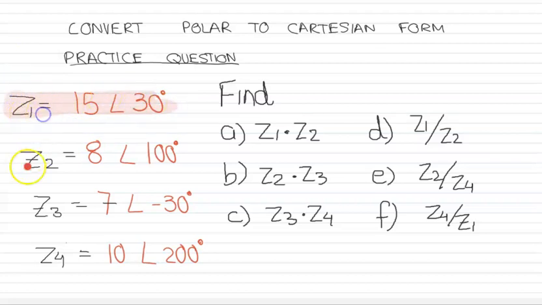Z1. Then I got the Z2, 8 angle 100, Z3, and a Z4. So I'd like you to go through these questions, find the multiplication, Z1, Z2 in the polar form, Z2, Z3, Z3, Z4, and also the division, Z1, Z2, Z2 over Z4, Z4 over Z1. All the answers, I want you to write the answers as a positive angle. So R angle theta, where theta has to be a positive value.